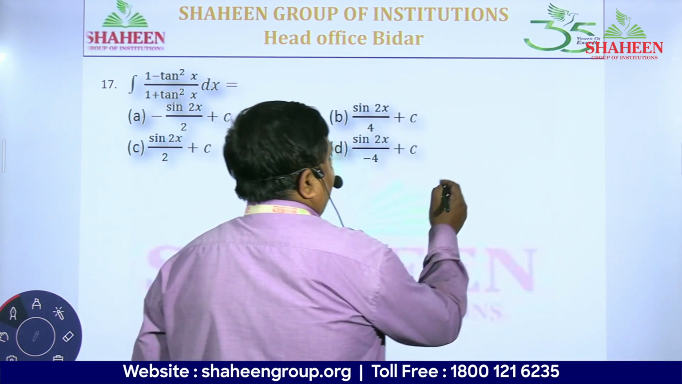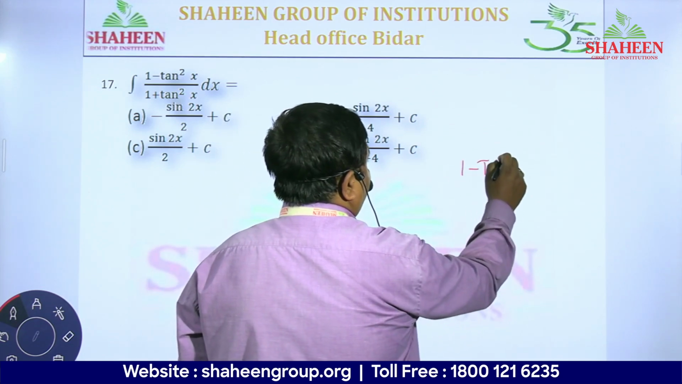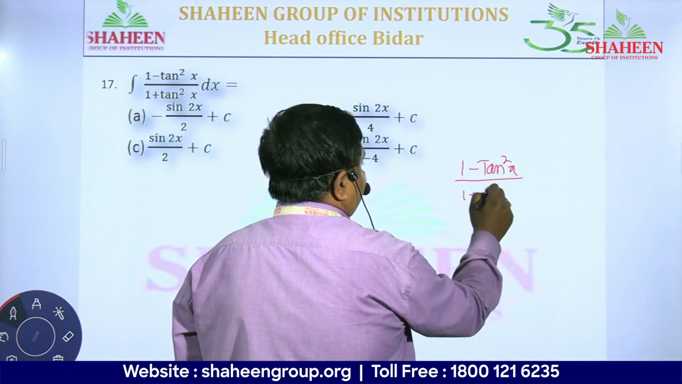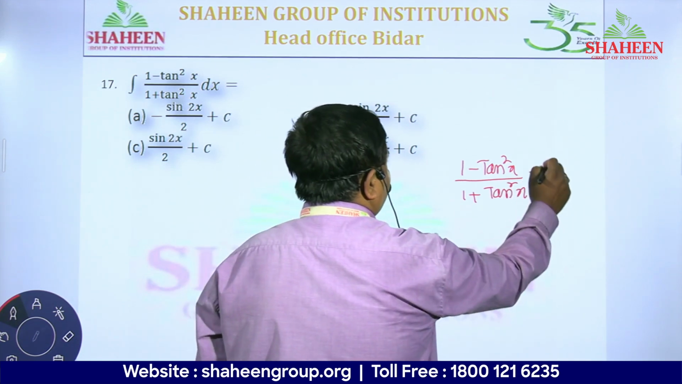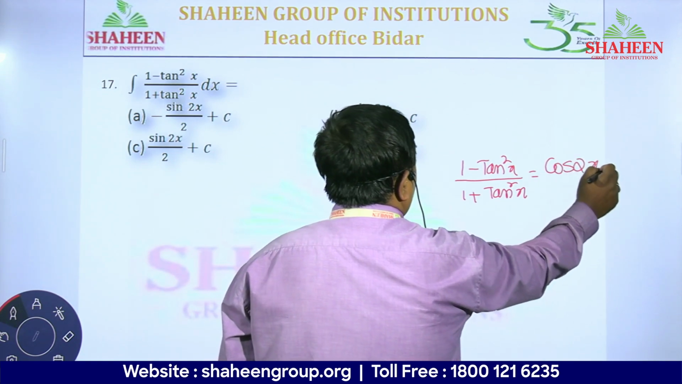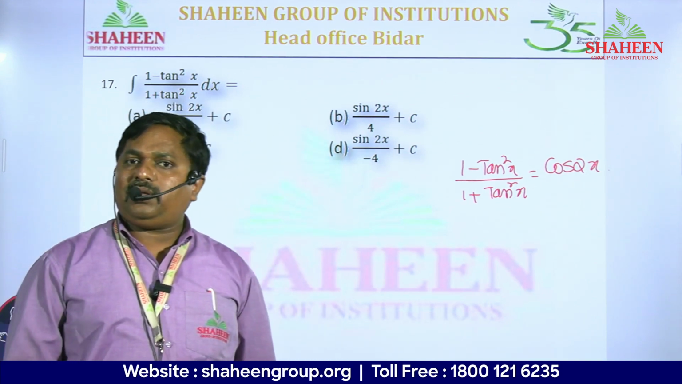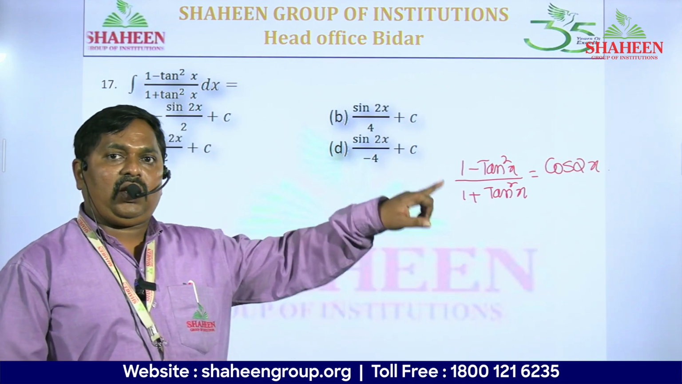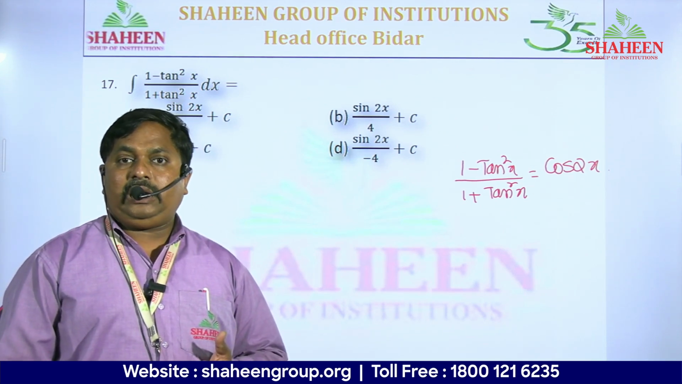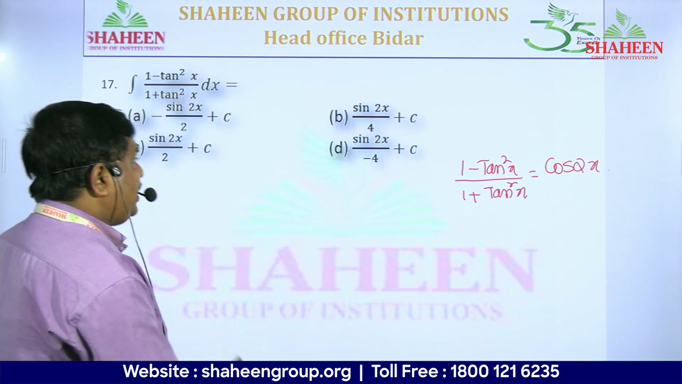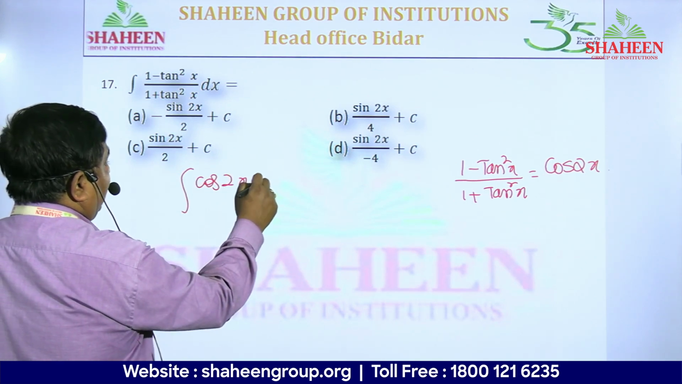In trigonometry, we know that (1 minus tan square x) divided by (1 plus tan square x) formula is cos 2x. We can't integrate (1 minus tan square x) divided by (1 plus tan square x) directly. If we substitute this as cos 2x, easily we can integrate this. So we are substituting the trigonometric formula, (1 minus tan square x) divided by (1 plus tan square x) as cos 2x into dx.